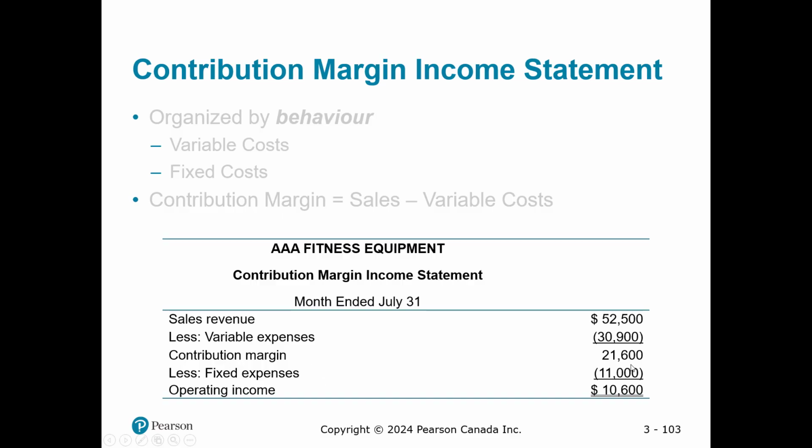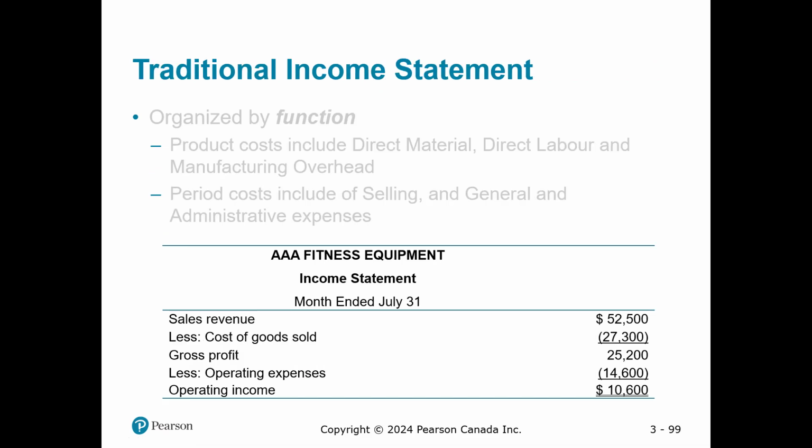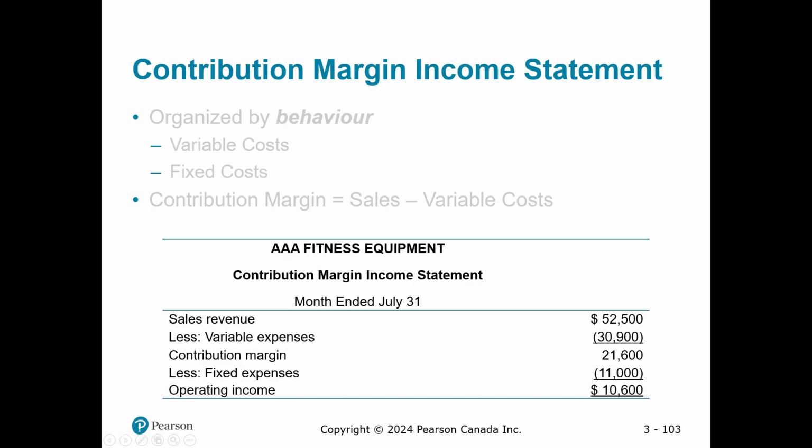So contribution margin is a really important concept, because if our contribution margin is too low, we will never be able to cover the fixed expenses and we will never be able to produce a profit. The structure of the contribution margin income statement, sales revenue minus variable costs is equal to contribution margin. Contribution margin less fixed costs is equal to operating income. By the way, the operating income between a contribution margin income statement and a traditional income statement are the same. You can see our operating income here, $10,600. Our operating income here, $10,600. Here, all the variable expenses, both product and period costs, are grouped together.